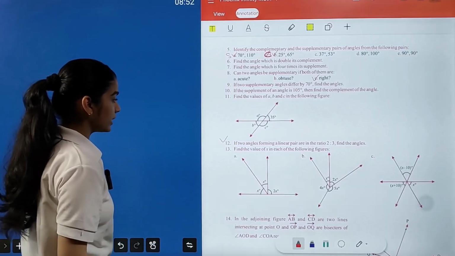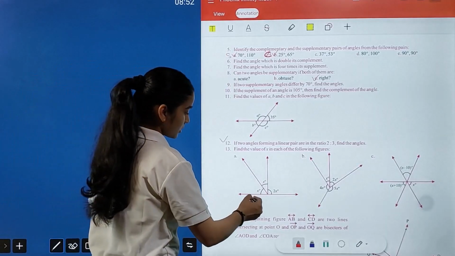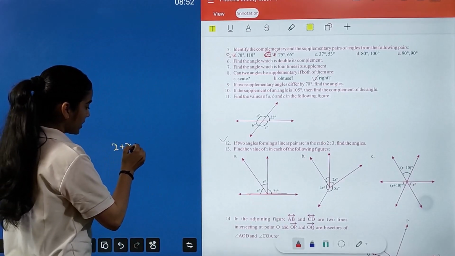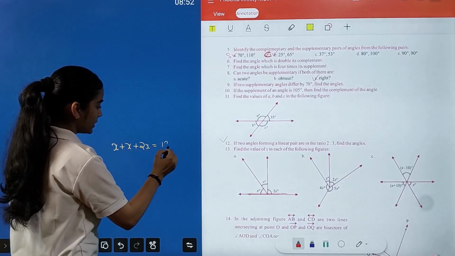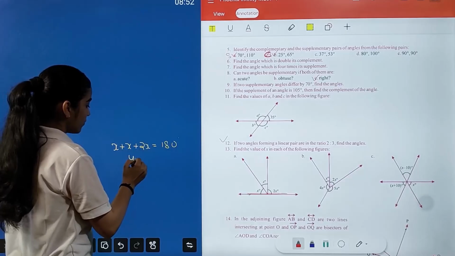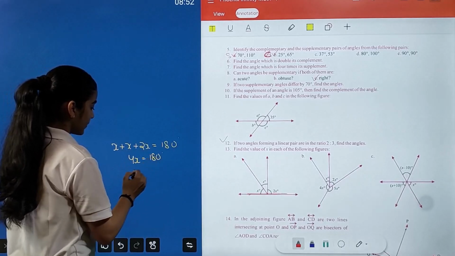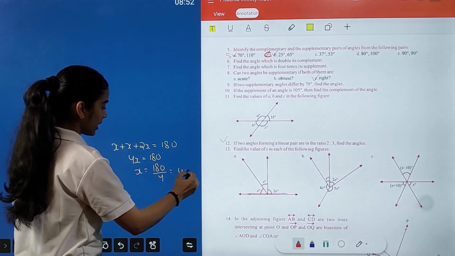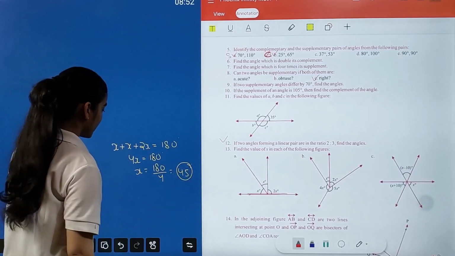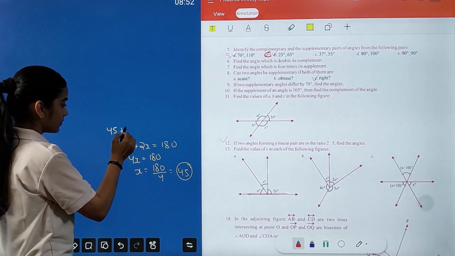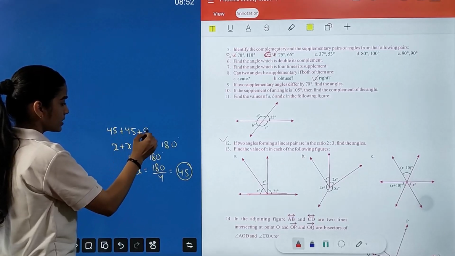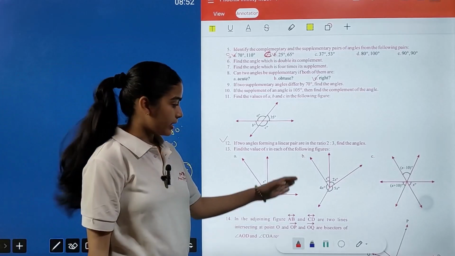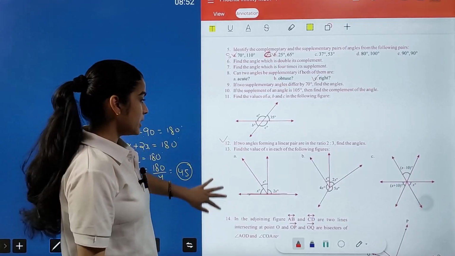Now in question number 13, find the value of x in each of the following. What you see here is a linear pair, so you just have to add them together. x plus 2x is equal to 180 degrees, 3x is equal to 180 degrees, so x is equal to 60 degrees. Now x is 60 and double of x is 120, so 60 plus 120 is equal to 180 degrees. In the same way, you have to find the measurement of x in part B and part C.